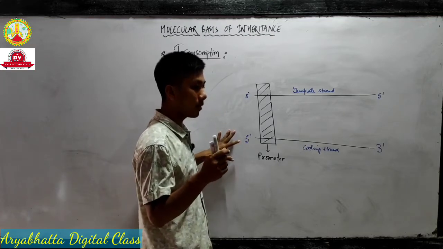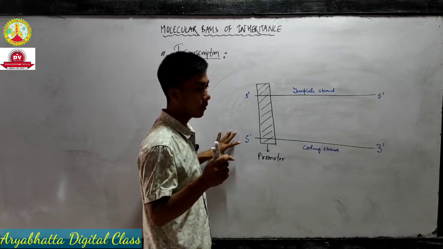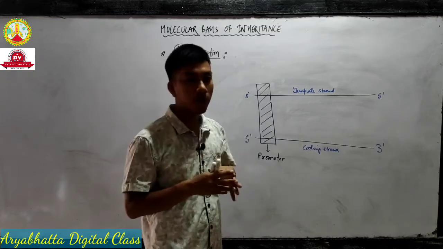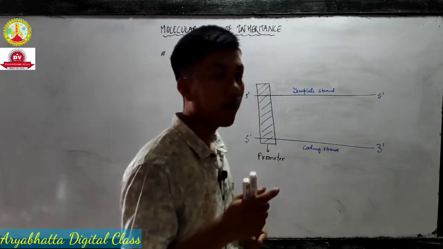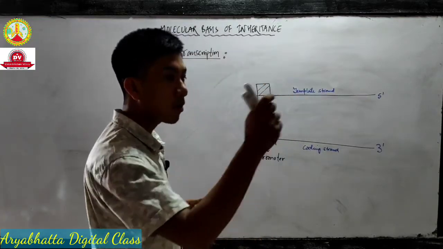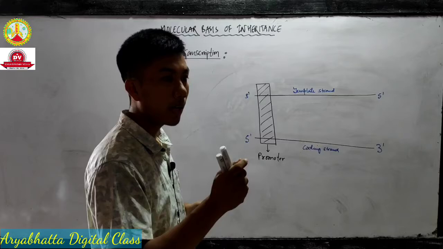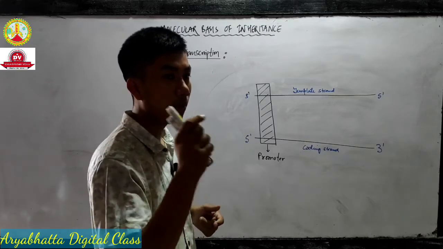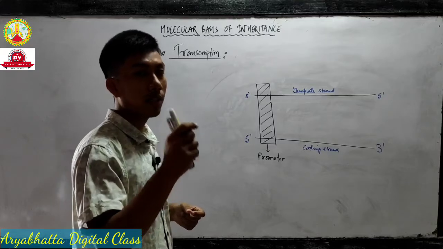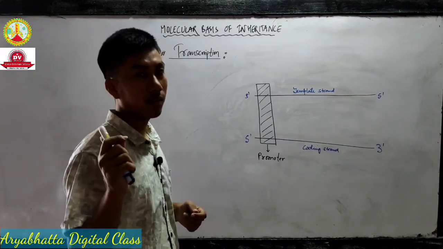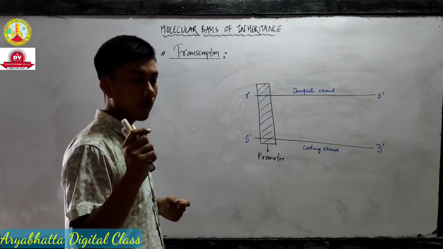So when mRNA is synthesized, the RNA polymerase enzyme has to come, but the RNA polymerase comes and binds at a short nucleotide sequence where adenine and thymine are rich in number. That's why we call it a TATA box.